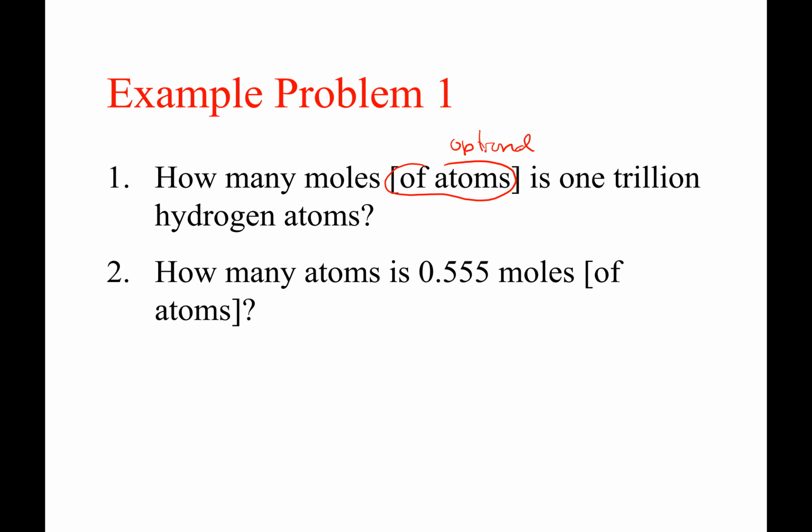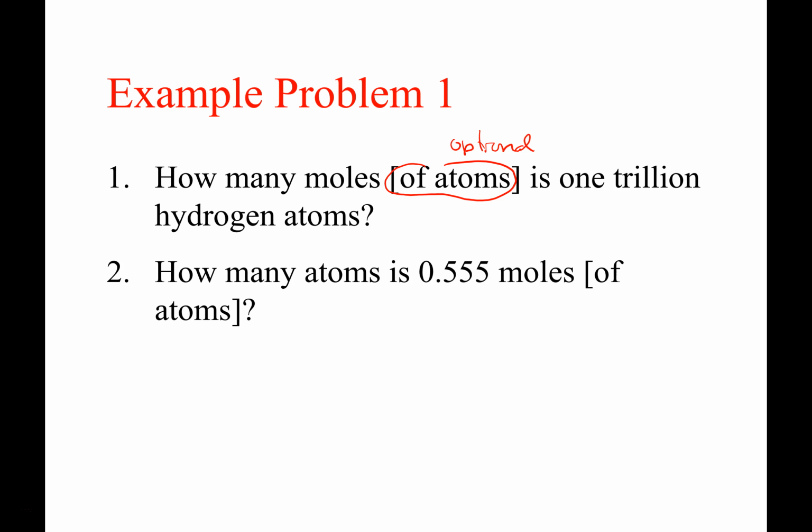Now, in the first one I say hydrogen is the element, but I wouldn't have to say what element it is in this case, because for all elements, it has this relationship: 1 mole of atoms of any element is equal to 6.022 times 10 to the 23rd of those atoms.